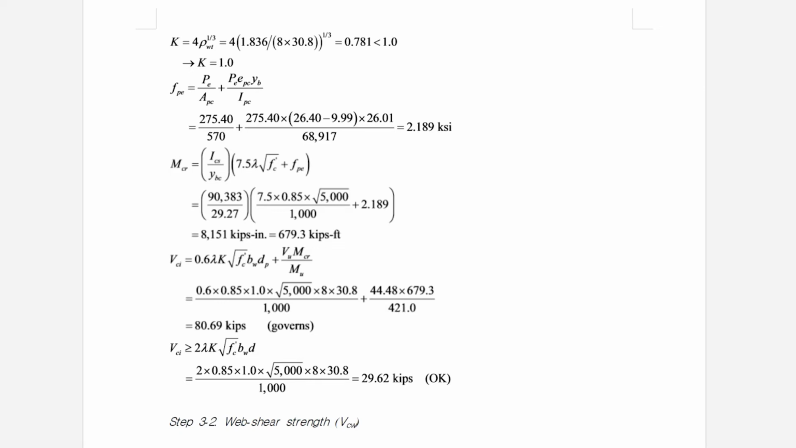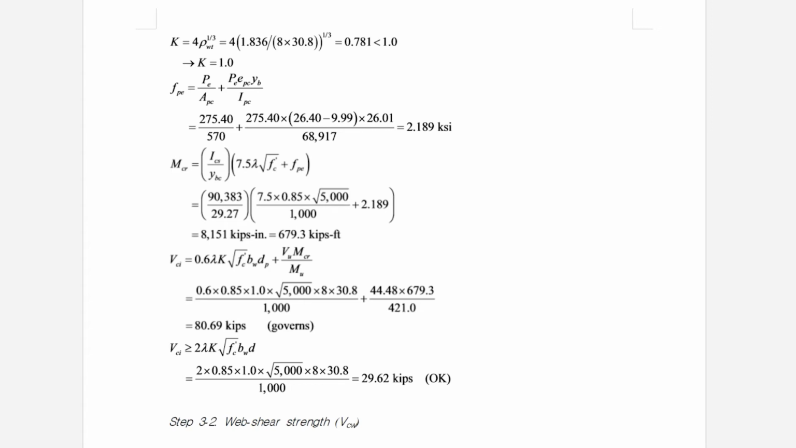FPE is the bottom compressive stress by the prestressing. It's a very simple equation. We all know this for the precast member, so it's just calculated like this. And cracking moment also, in this case, composite section. So I use the composite dimensional properties here. And 7.5 instead of 6. Lambda is 0.85 because it's a sand lightweight concrete. So 1,000 is for the conversion. So cracking moment is 679.3 kip-ft.